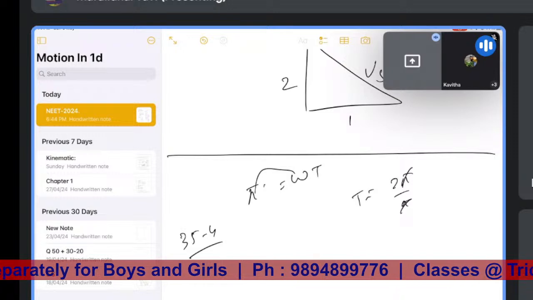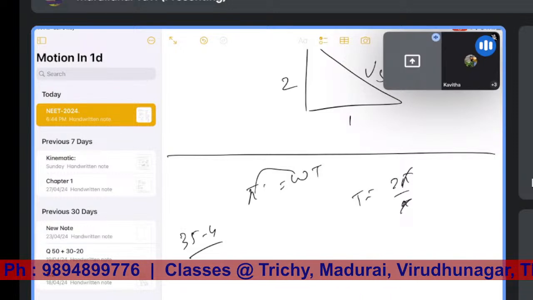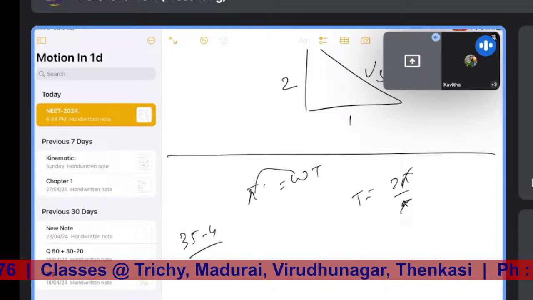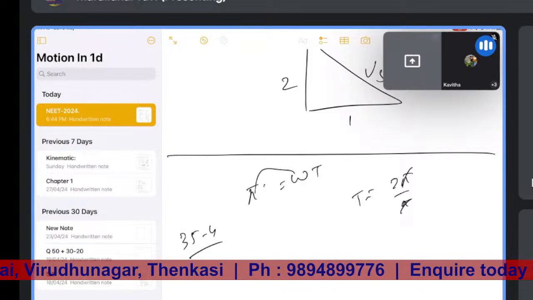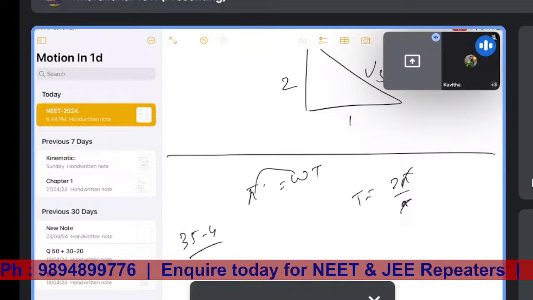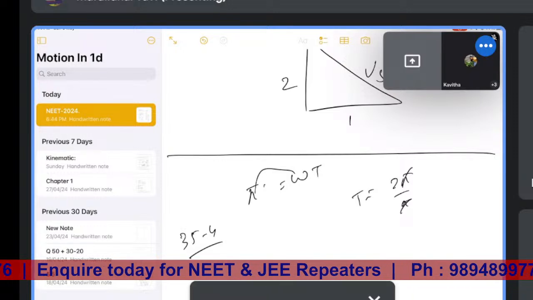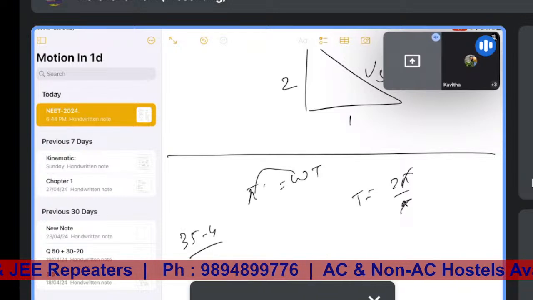37, a parallel plate capacitor is charged by connecting it to a battery. If I is the current in the circuit, then in the gap between the plates, the displacement current is also equal to I, and it flows in the direction of the I. Displacement current is equal to magnitude. So option 4. So 37 is option 4.